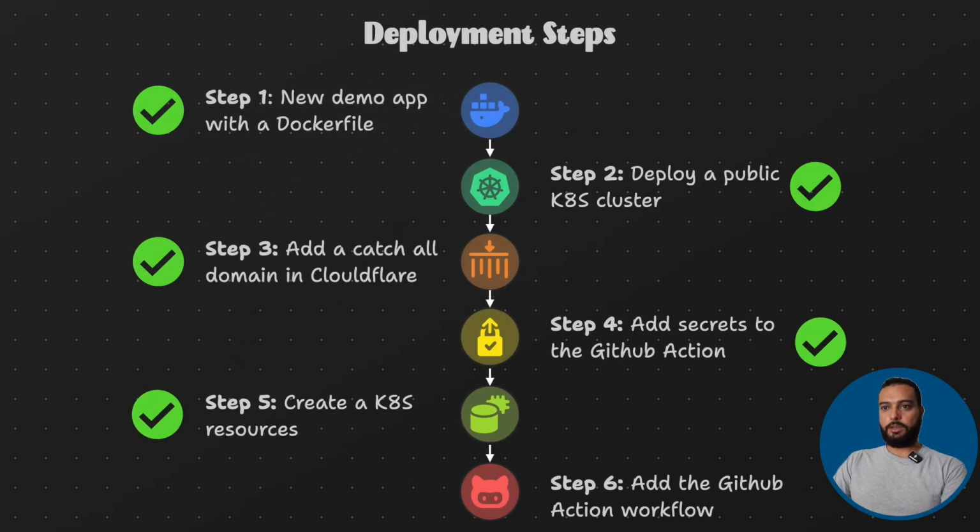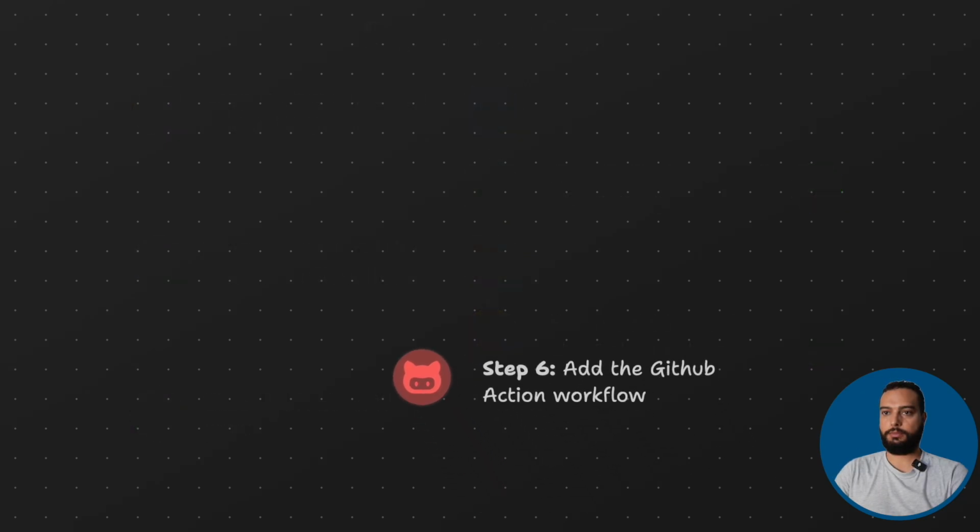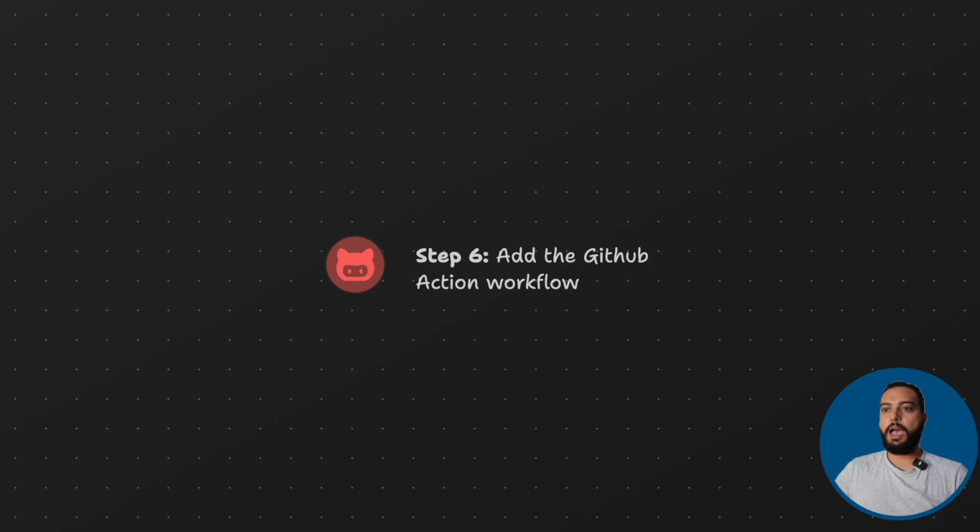That concludes the Kubernetes resource creation step. I'm now very close to the finish line. All that remains is to put together some GitHub Actions workflows that will trigger when I create a new PR, update the PR, and close that PR.